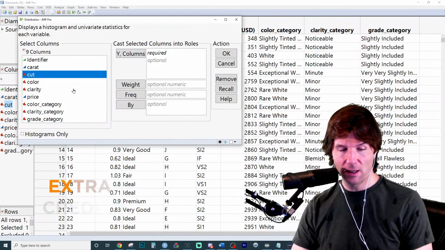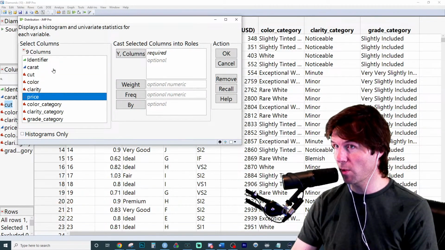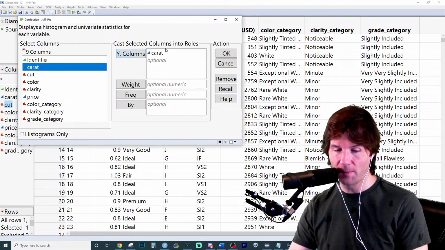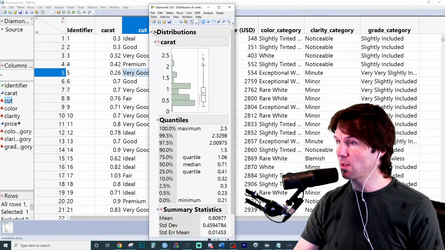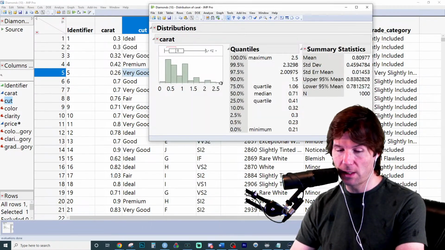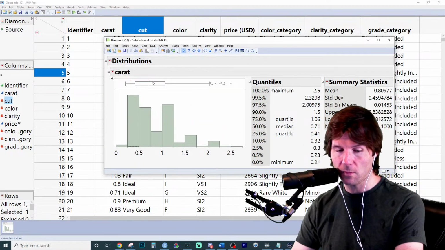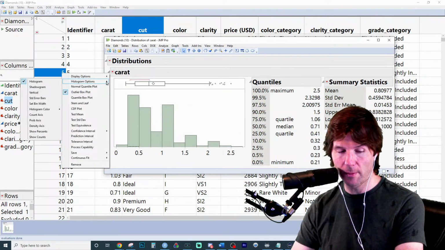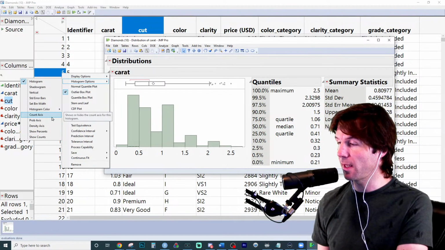I am doing carat. So I'm not doing the same variable. You're doing price. I'm doing carat. So I'm doing carat right here. And we're going to stack it, like I do in the video. And then I'm going to make it a little bit bigger. There we go. I'm going to go to the down arrow, go to histogram options, count axis. I'll pause right here. This is a very important one, to add the count axis.